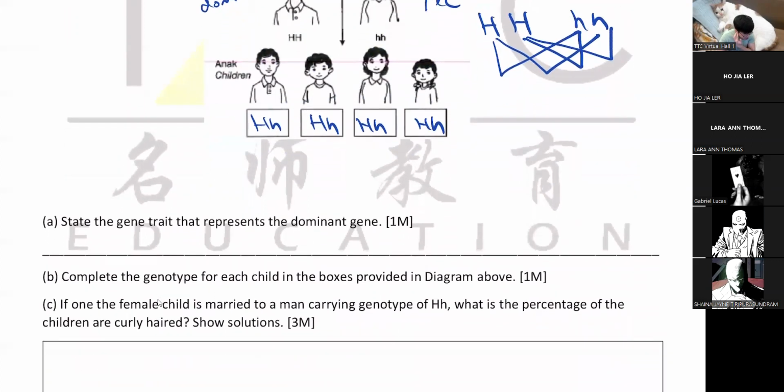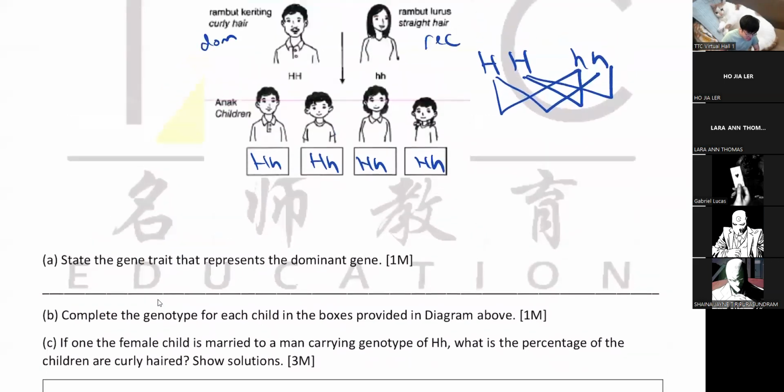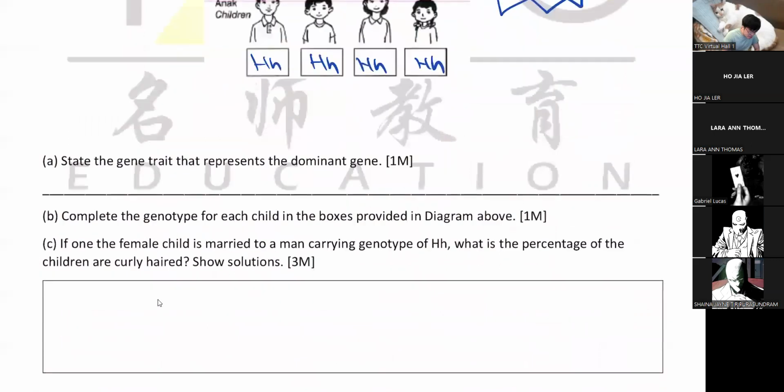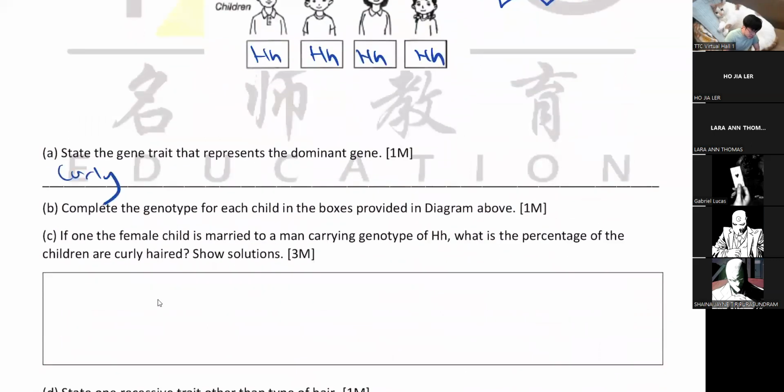Right, so number A, state the gene trait. Now, what is a trait? Trait is something that you can see that represents the dominant gene. So what is the characteristic you see here that is dominant? So that will be our curly hair. Okay, curly hair. Rambut kerinting.